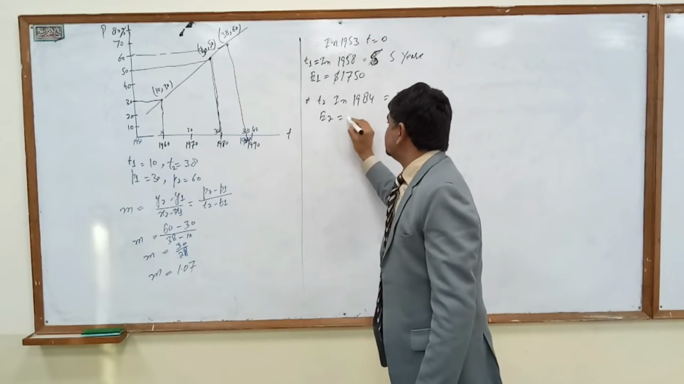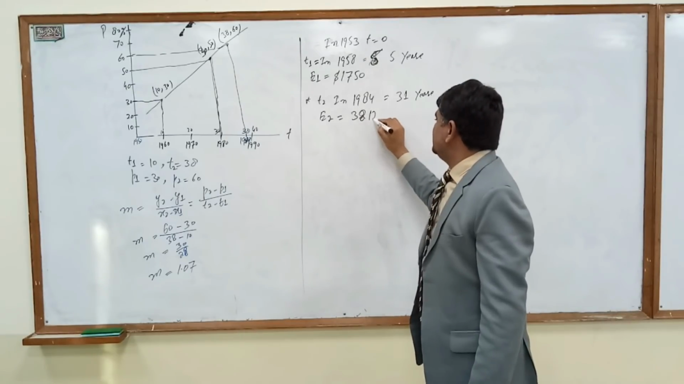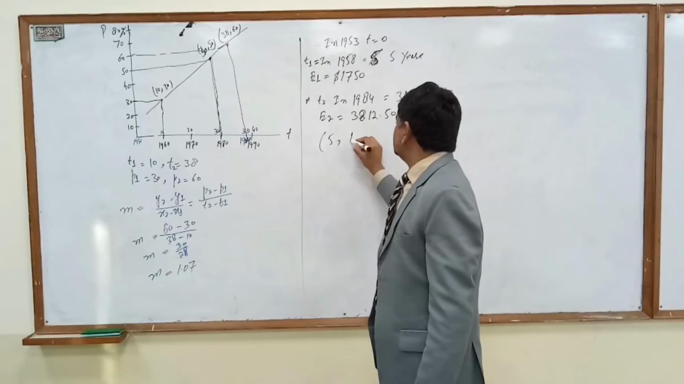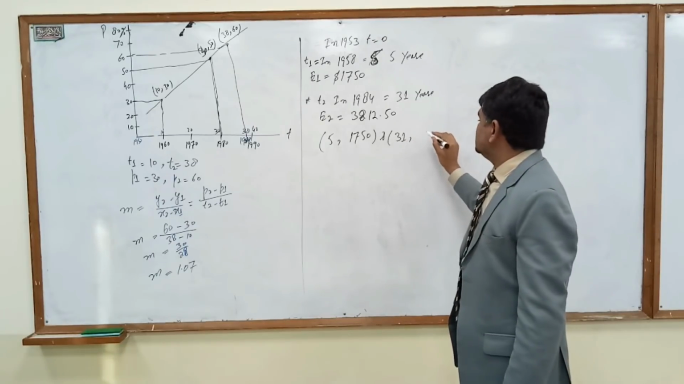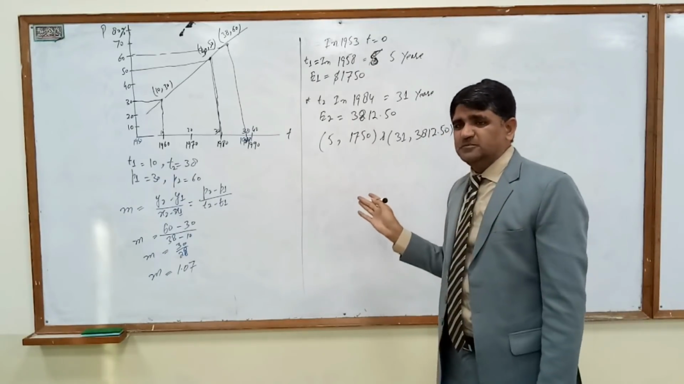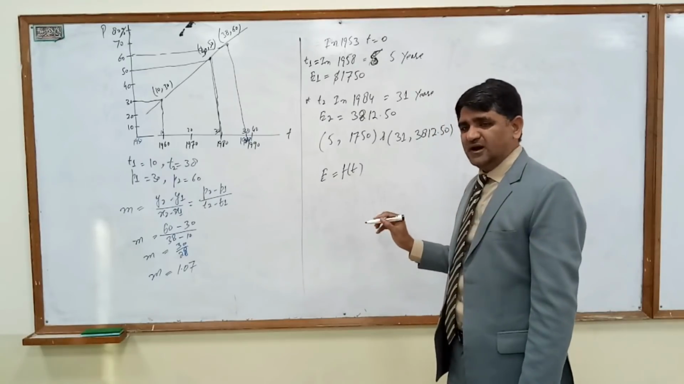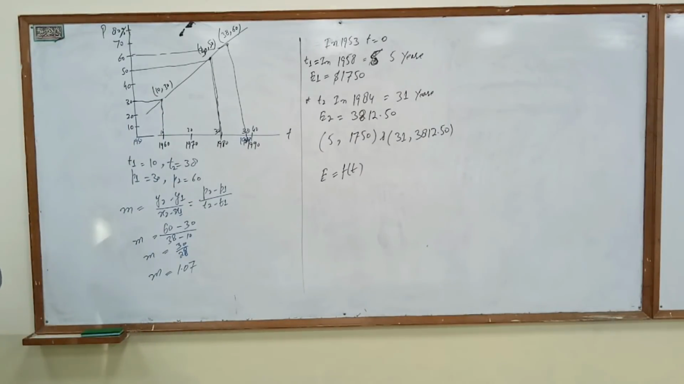Then E2, the expenditure, is 3812.50. Here we can place the points: the first point is 5 and 1750, and the second point is 31 and 3812.50. Then you can find the slope. After that you can find the expenditure as a function of time. I think you will be able to solve it by yourself, and there is nothing difficult related to this question. You can simplify it by yourself.